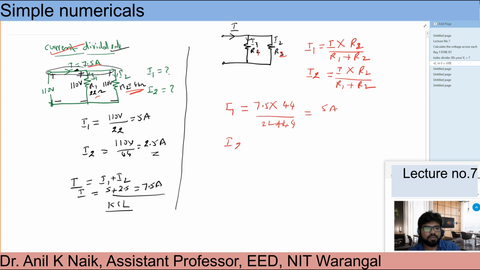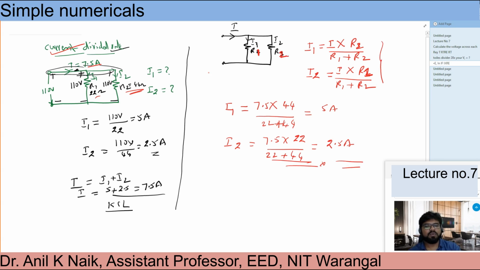And what is I2 here? Again 7.5 amperes into this resistance 22, this is R1, and the total resistance 22 plus 44. If you do this, you will get 2.5 amperes. This is what you are going to get here, isn't it? Yes, you need to understand these two concepts to calculate that current.